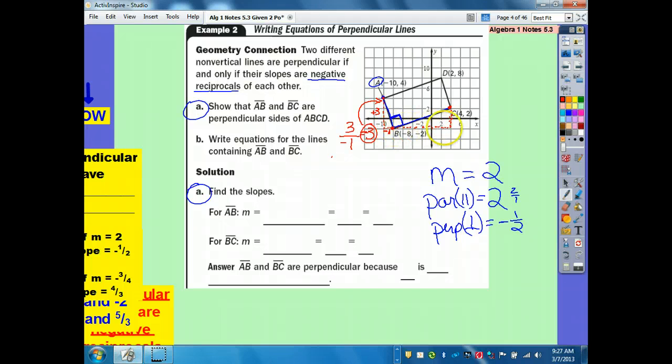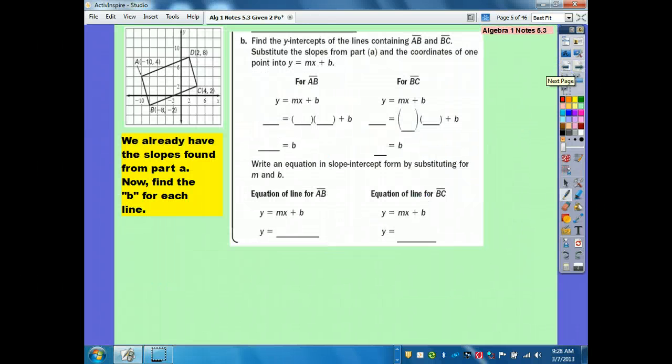So what is this? If we go to the right, how many? 1, 2, 3, 4, 5, 6? Plus or minus 6? Plus 6, and then we go up 2, so that's a plus 2. Rise over run, so that equals 2 over 6. Simplify. 1/3. Are these negative reciprocals of each other? Yes. So we just proved that they are what? Perpendicular. Nice job. And we just did that all together there, I believe. Let's go to the next page.